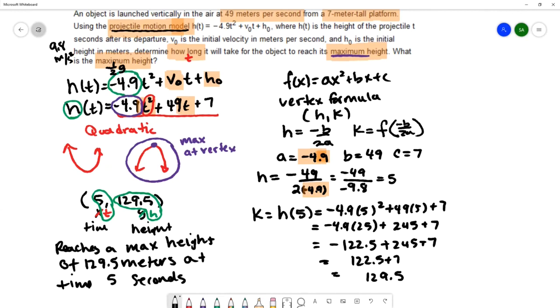So this is going to help us answer the two questions. Determine how long it will take for the object to reach its maximum height. It will take 5 seconds to reach the maximum height. What is the maximum height? The maximum height is 129.5 meters.